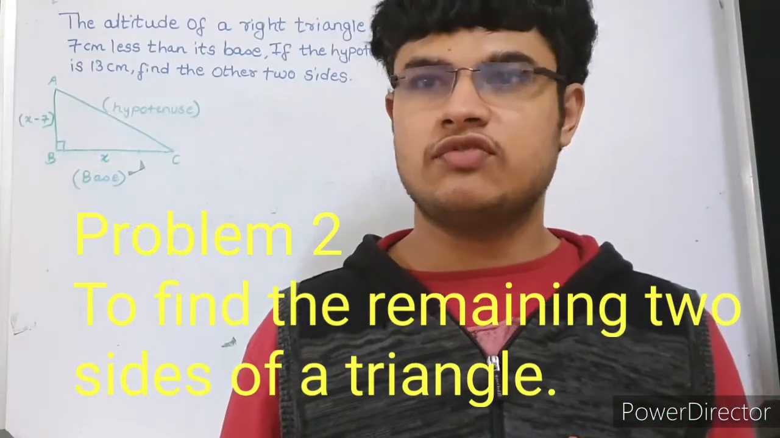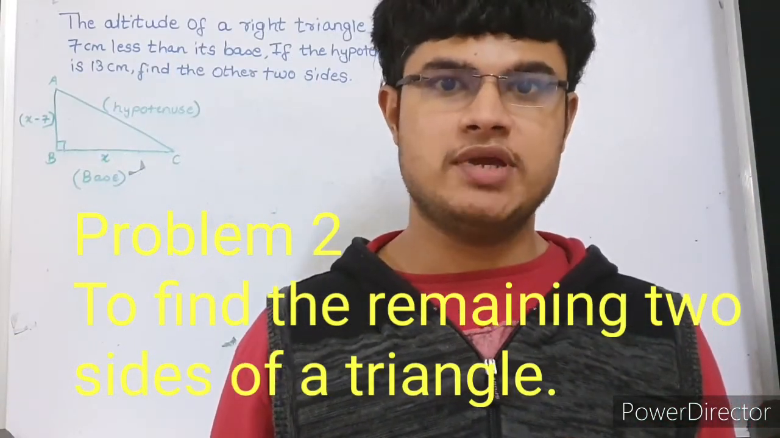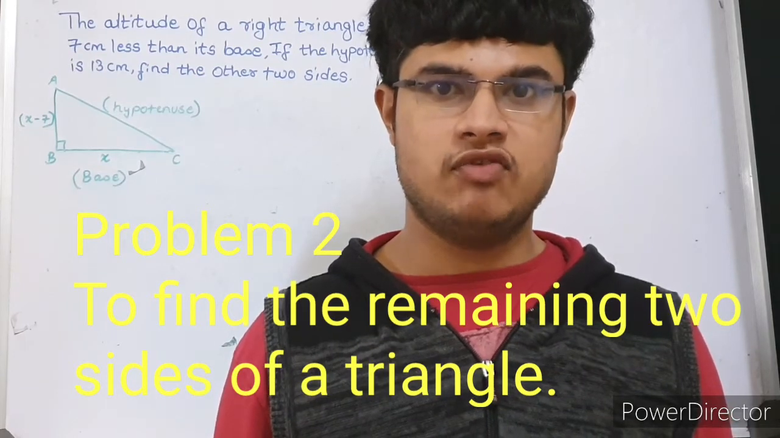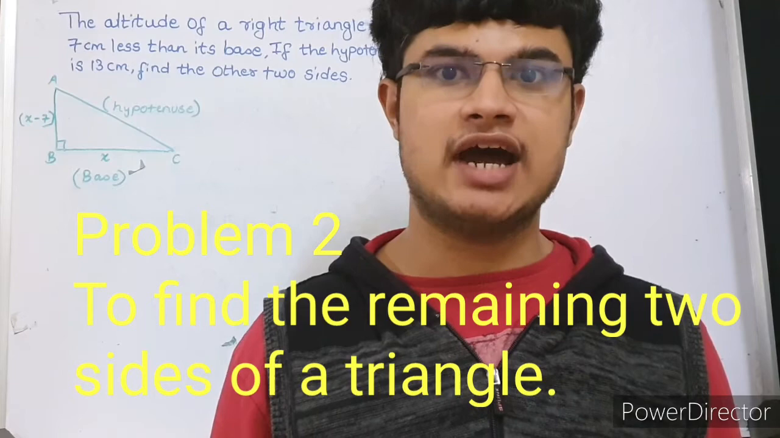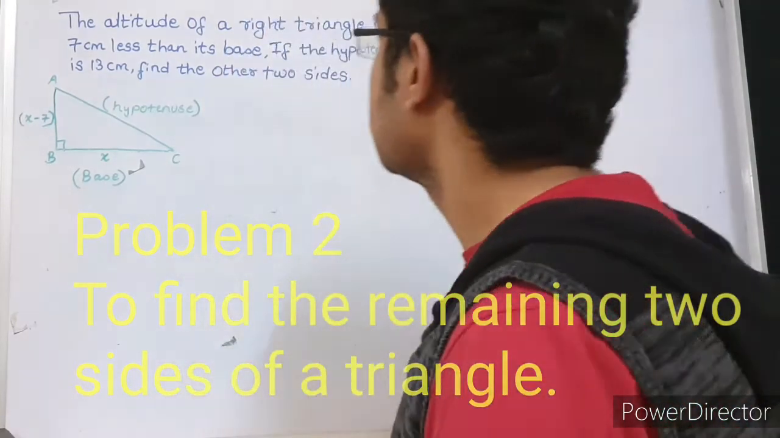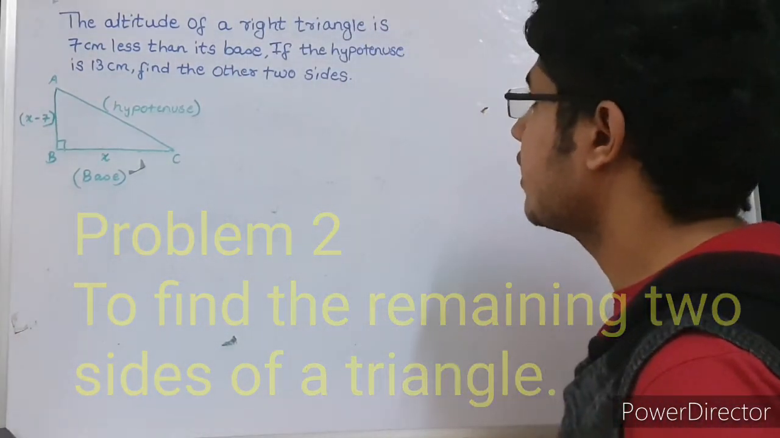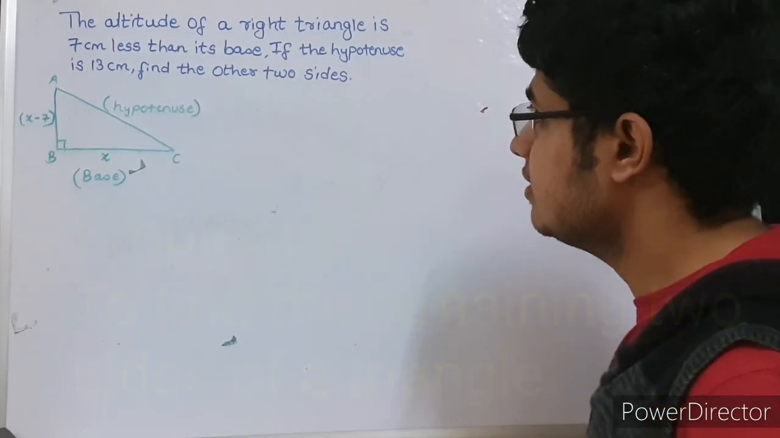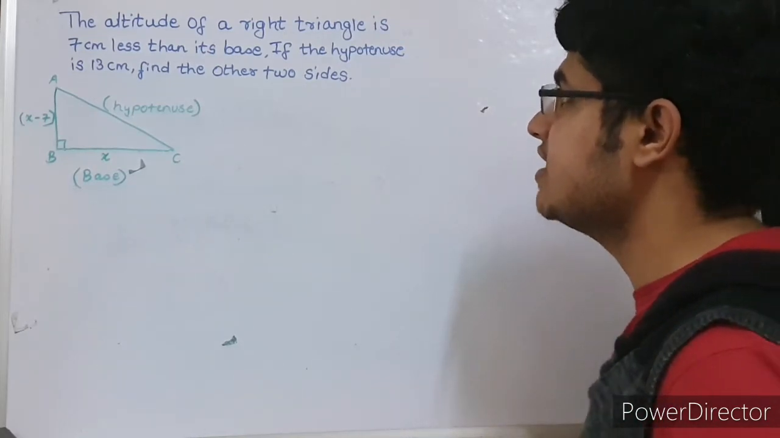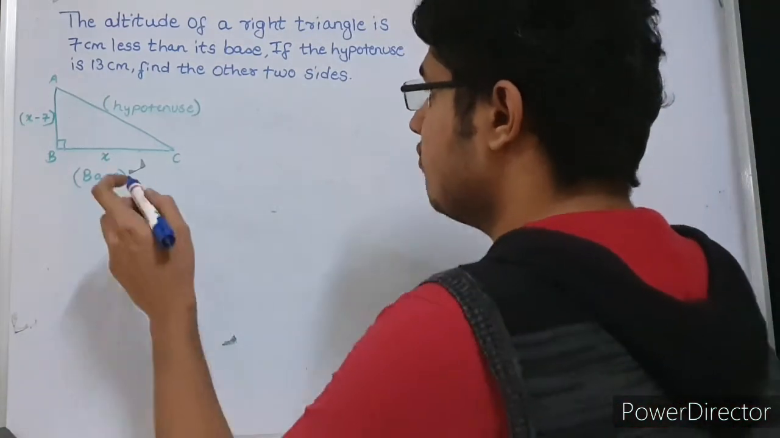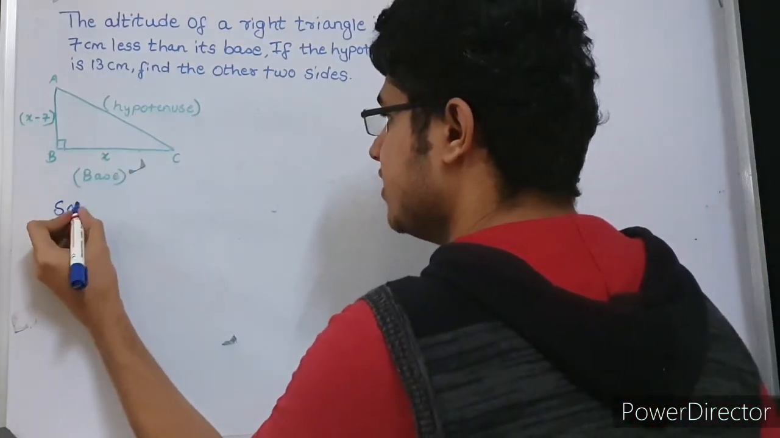Basically, two sides of a triangle are involved in forming a right angle. If one is the base, then the other is the altitude, which measures the height of a triangle. The altitude of a right angle triangle is 7 centimeters less than its base. If the hypotenuse is 13 centimeter, then find the other two sides. So I will give the solution directly.